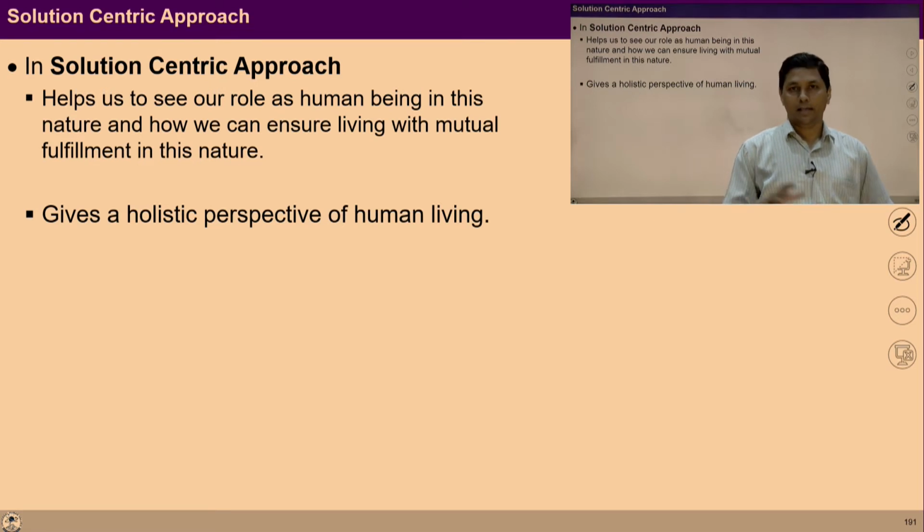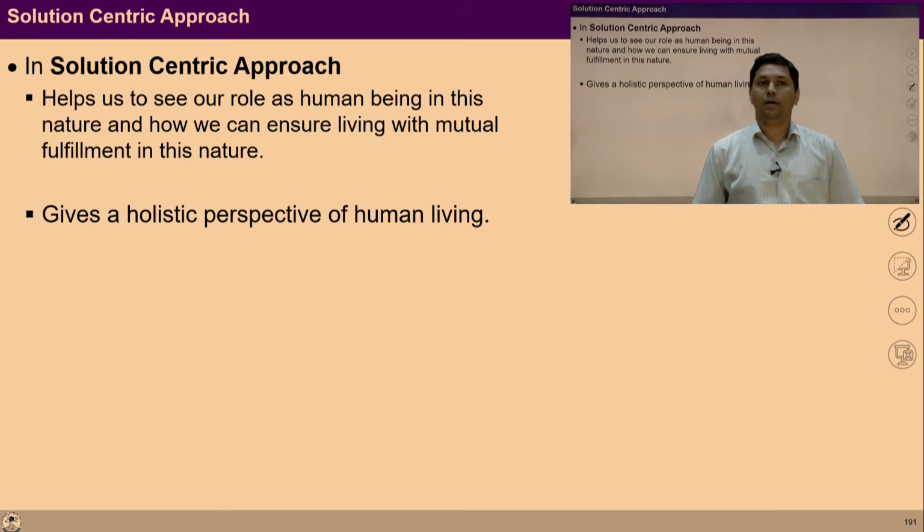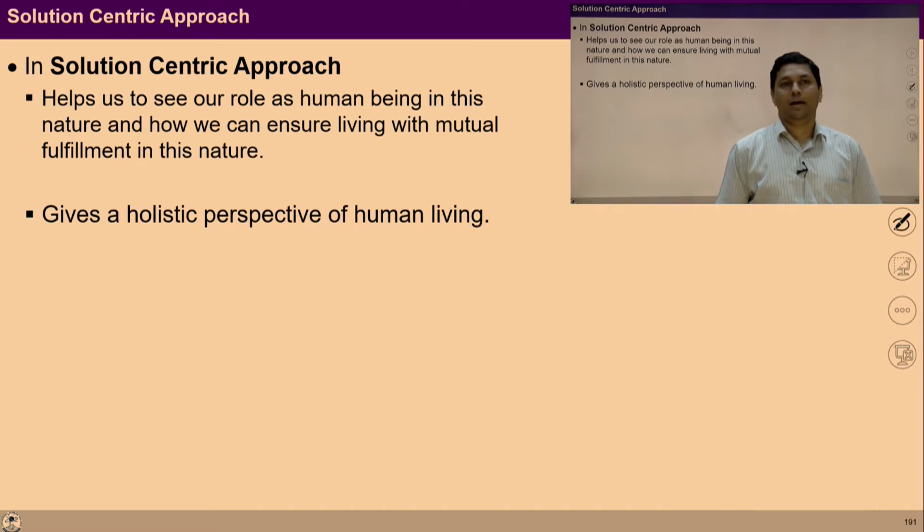It means I am interconnected. I have this sense that I am interconnected with every unit. I know how to live a fulfilling life. And now I see the problem in the absence of that solution, where I am not able to fulfill those natural laws, those coexistential laws. This is a state of complete solution. So basically, if we follow the solution-centric approach, it gives a holistic perspective of human living.